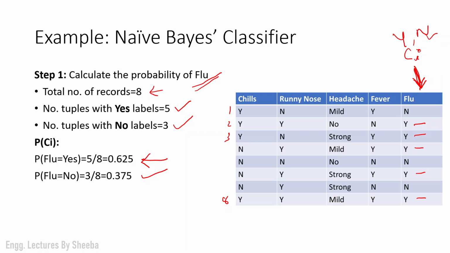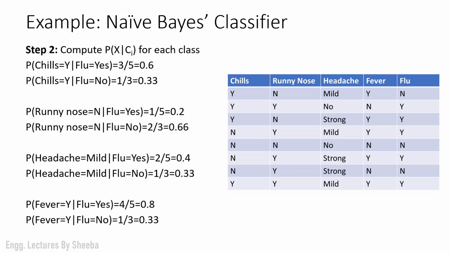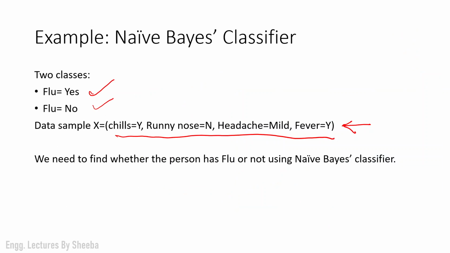Now what is the second step? We need to find the probability for each attribute from the given data set. X is given: chills is equal to Y, runny nose is equal to N, headache is equal to mild, fever is equal to Y. We have to consider each attribute separately. For chills Y, we will check for both classifications, flu Y and flu no.